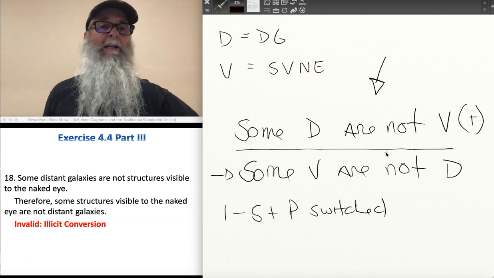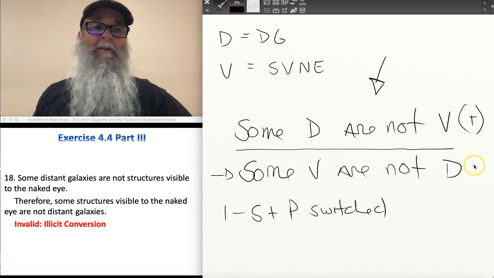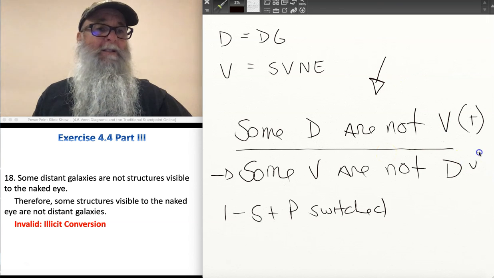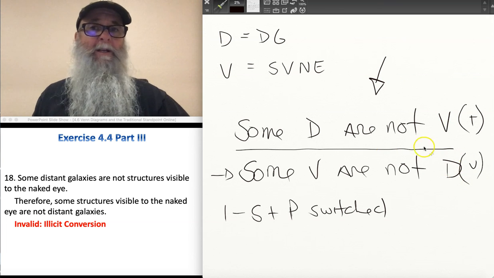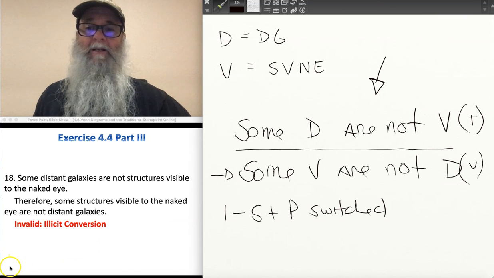And when that happens, it doesn't mean that the statement I've generated is false. It means that the statement I've generated is undetermined. And if it's undetermined, it means it's possible for it to be true or false, and that means the argument's invalid.